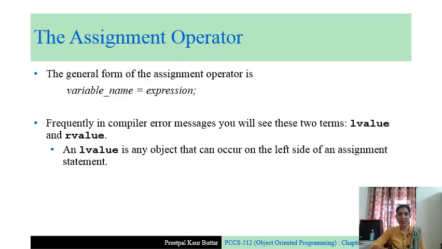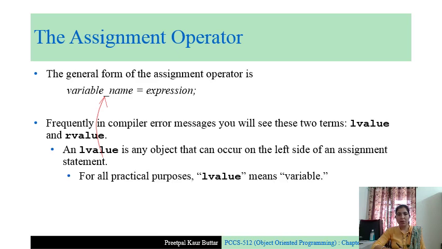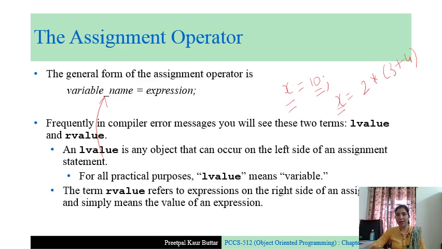So this statement is an assignment statement. L value is anything which is occurring on the left side of this assignment statement. So for all practical purposes, L value means variable. For example, I write x equal to 10. This is the variable name x and the expression here is 10. It can also be a complex expression like 2 multiplied by 3 plus 4. So L value practically means the variable to which the value will be assigned.